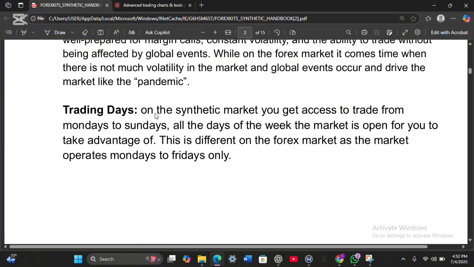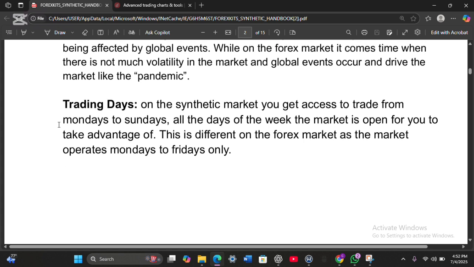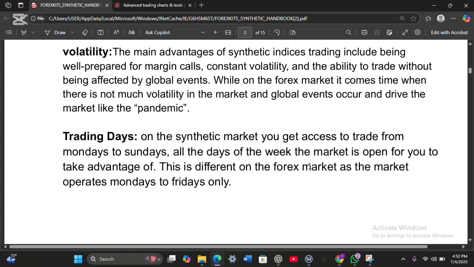Okay, it's not the last one. We have trading days. On the synthetic markets, you can get access to trade from Monday to Sunday, all the days of the week. The market is open for you to take advantage of. But this is different with the Forex market, which only operates from Monday to Friday.